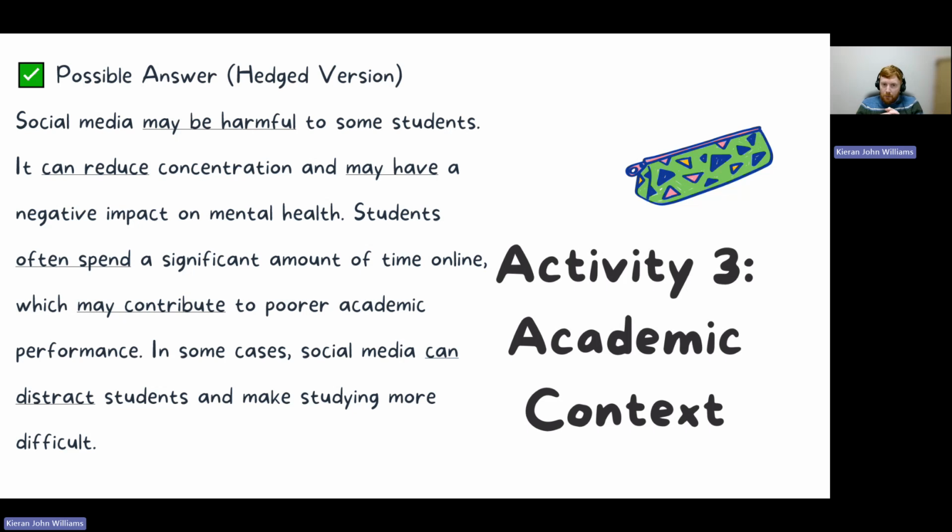So here is one possible answer. Now, notice how the revised version uses phrases like may be harmful, can reduce, and often spend. Now, these changes make the paragraph sound more balanced and also more academically appropriate. It also shows that the writer, hopefully you, understands that these claims may not apply for all people in every situation.